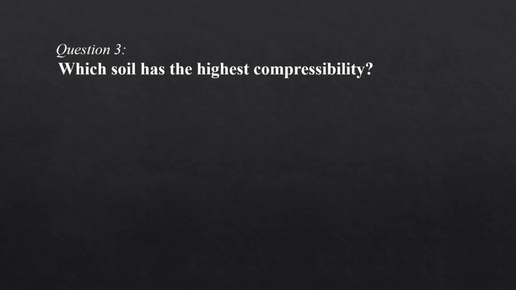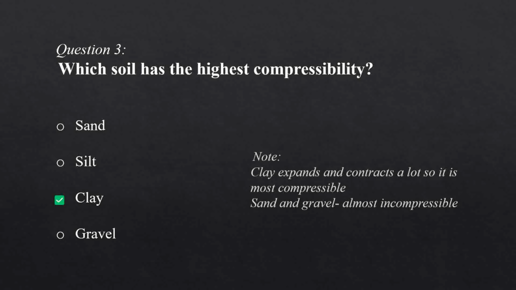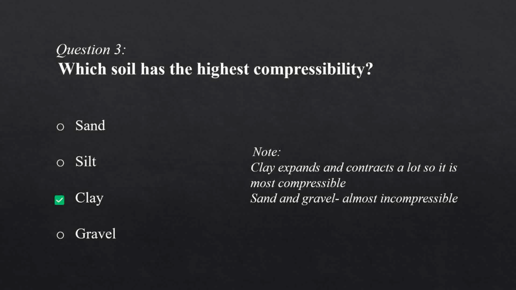Which soil has the highest compressibility? The correct answer is clay. Clay expands and contracts a lot, so it is the most compressible. Sand and gravel are almost incompressible soils.